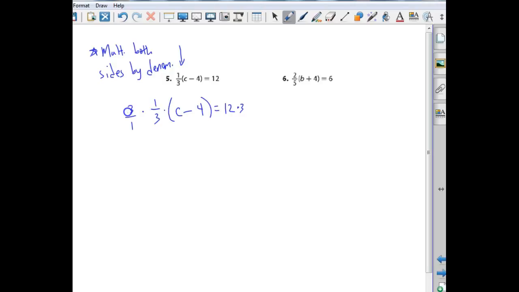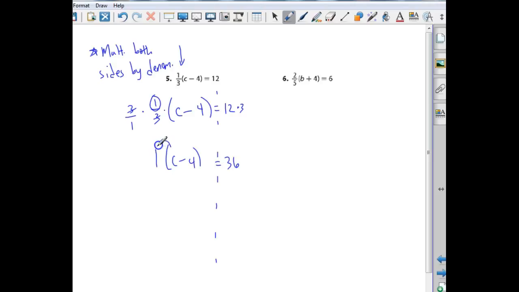Now here's what happens. This 3 and this 3 cancel out. It's like 3 over 3. So you're left with that number right there on the left-hand side. Now I forgot to do my dotted lines here, so I'm going to put that on my page. So you have this 1 that still remains, and you have this c minus 4, and that's all equal to 12 times 3 is 36.